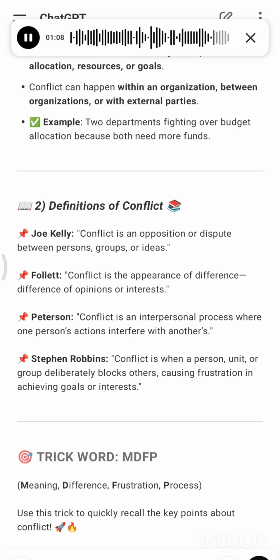Trick word MDF: meaning, definition, frustration, process. Use this trick to quickly recall the key points about conflict.